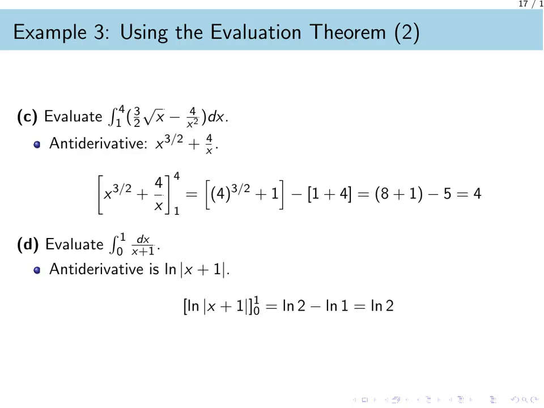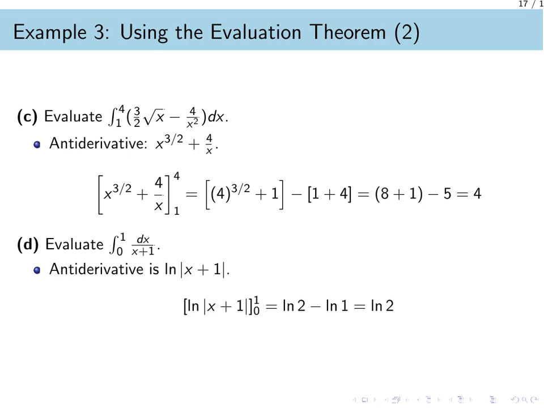Here we apply the theorem to algebraic and logarithmic functions. For part C, we find the antiderivative of the terms using the power rule, resulting in x to the 3/2 plus 4 over x. Plugging in the limits 4 and 1, we subtract the value at the lower limit from the value at the upper limit to get a final answer of 4.